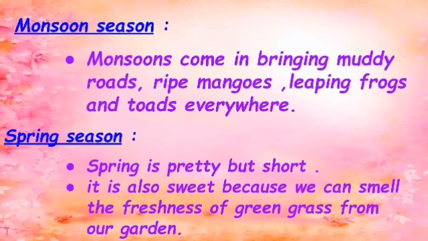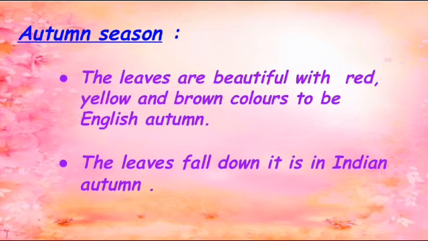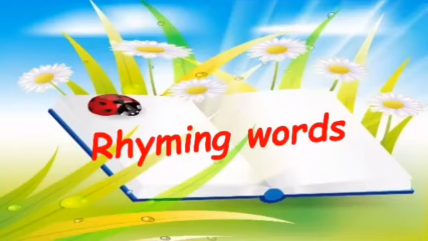Next, spring season. Spring is pretty but short. It is also sweet because we can smell the freshness of green grass from our garden. Next, autumn season. The leaves are beautiful with red, yellow and brown colors in English autumn. The leaves fall down in Indian autumn. Okay children, now let us see the rhyming words.